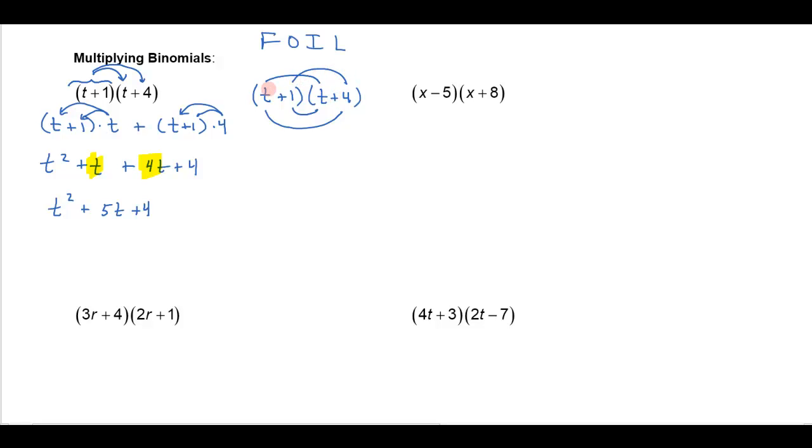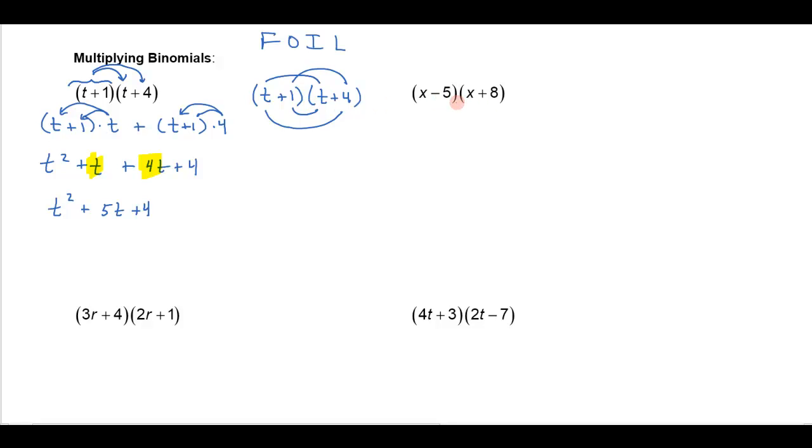And so you'll want to do that. You multiply t times t. You do the first ones, write down t squared. And then typically the outers and the inners will be the same term, and you can combine those. So you do the 4t and the 1t, that makes 5t. And then the last ones, the 1 times the 4 is 4. You just write that down. So you typically want to be able to do this, go from this step up here to right down here all in one step. You want to be able to combine those middle terms in your head.